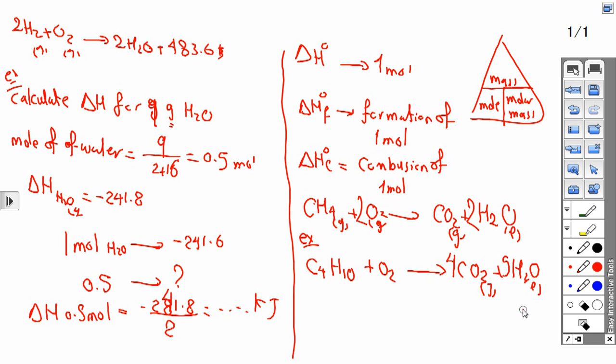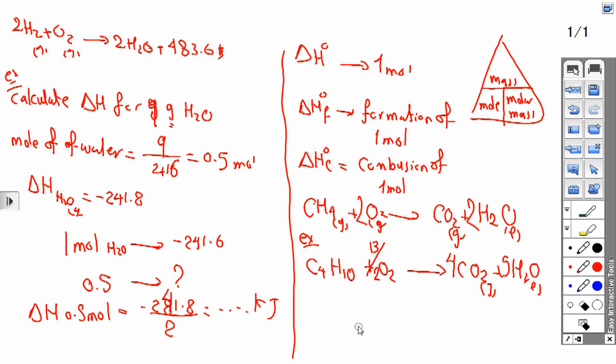How do we balance O2? 4 times 2, 8. 5 times 1, 5. 5 plus 8, 13. So we put before oxygen 13 over 2 or 6.5. This is okay in the thermochemical equation. 13 over 2 or 6.5 moles of oxygen.